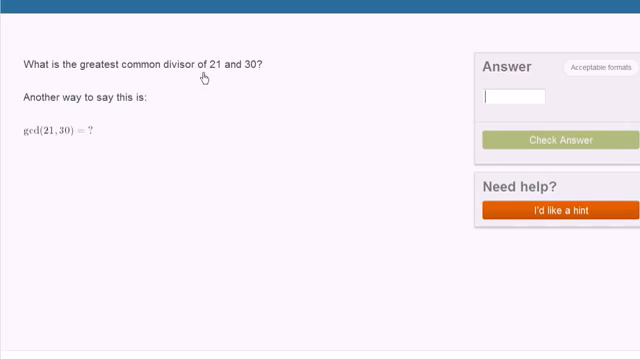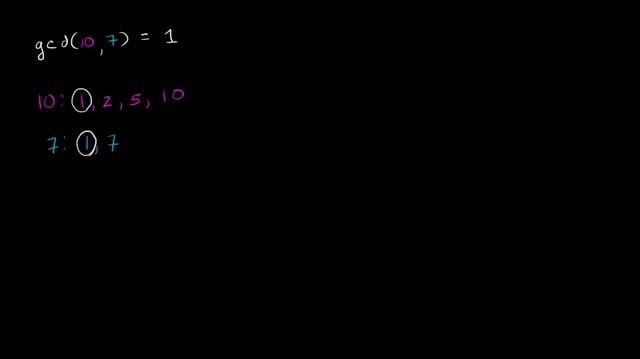Let's do one more. What is the greatest common divisor of 21 and 30? So 21 and 30 are the two numbers that we care about. So we want to figure out the greatest common divisor, and I could have written greatest common factor, of 21 and 30. So once again, there's two ways of doing this. And so there's the way I did the last time where I literally list all of the factors. Let me do it that way really fast.